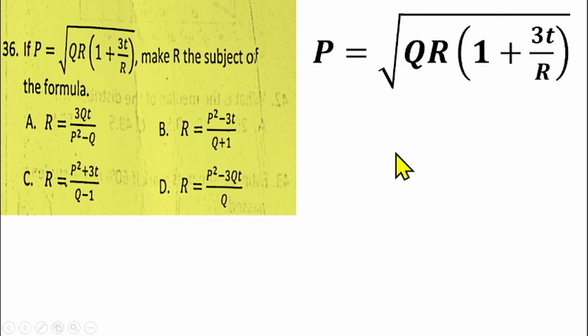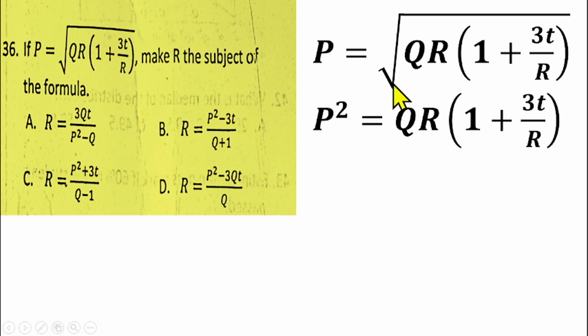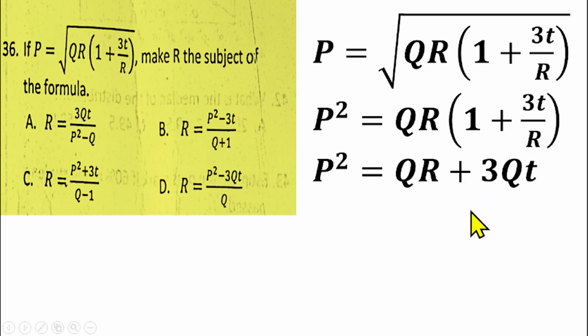Take the square of both sides. If I take the square of P, that gives us P squared. If I take the square of this side, it will remove the square root. So we have P squared equals QR into 1 plus 3T over R. From there, what can we do? We can expand the bracket by the QR. QR multiplies 1, that gives us QR. QR multiplies 3T over R, then the R will cancel R, and we'll be having Q multiplied by 3T.